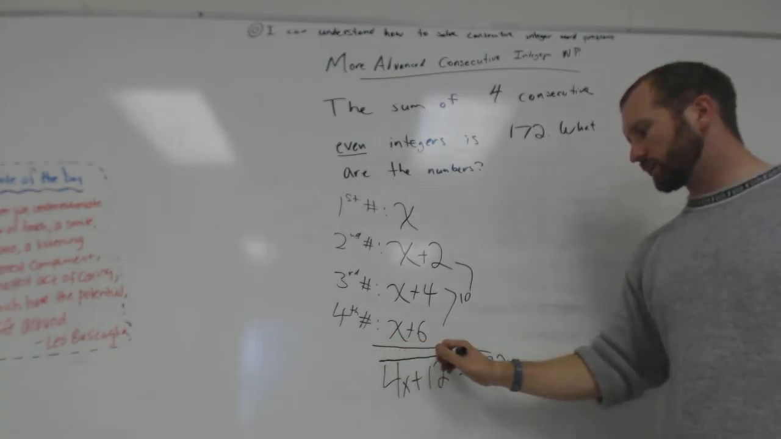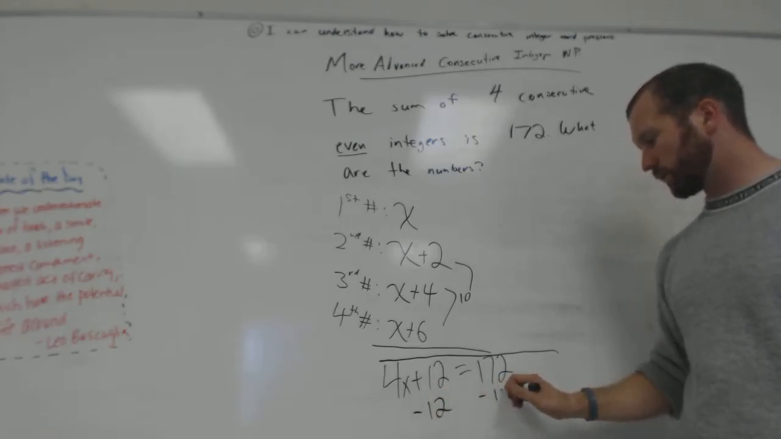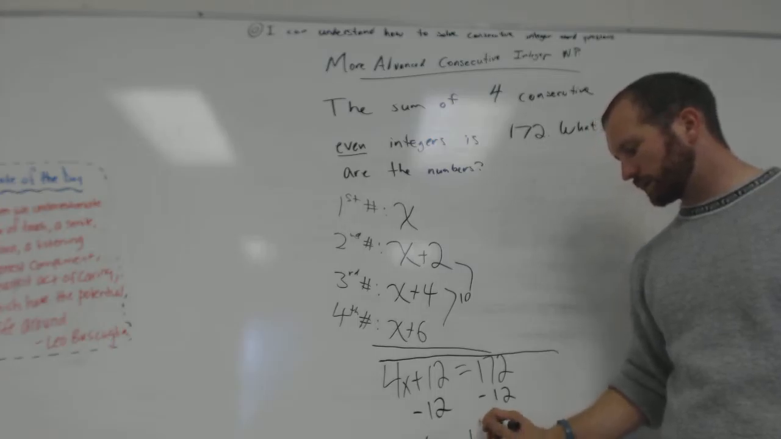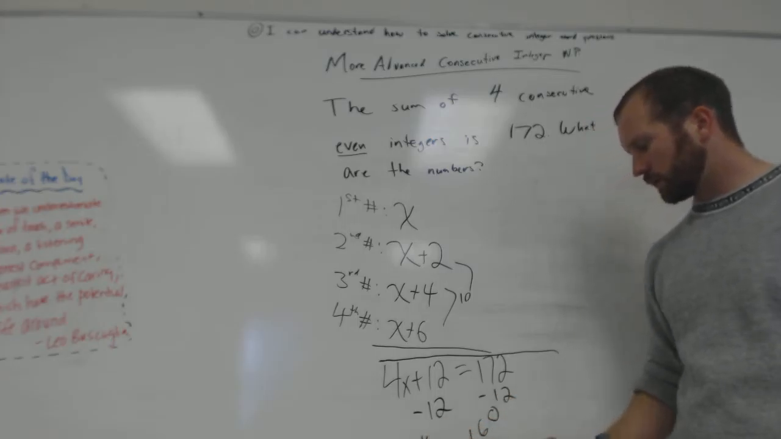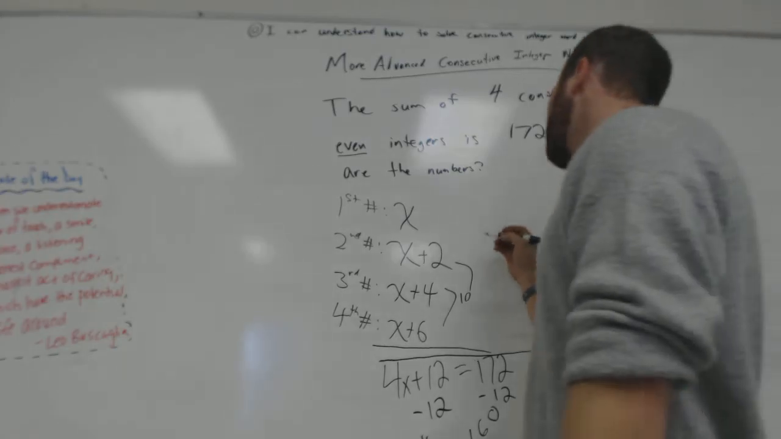How do I solve this equation? Subtract 12, and it ends up being 160. 4x equals 160, and 160 divided by 4 is 40. Divide by 4, so I have x equals 40. Am I done? No. I know my first number now.